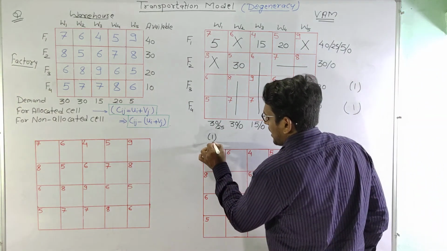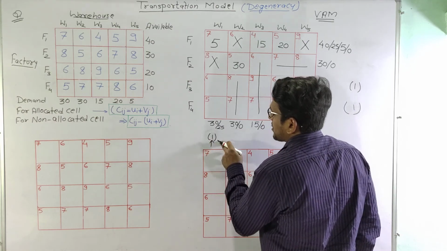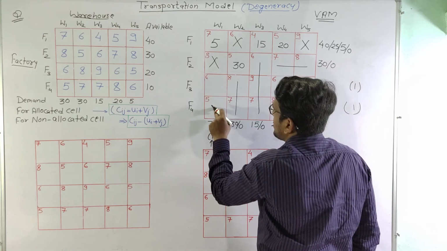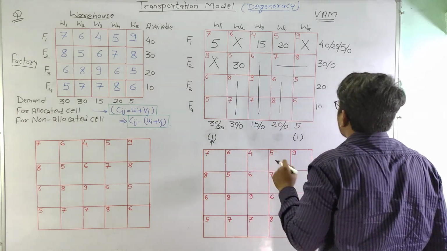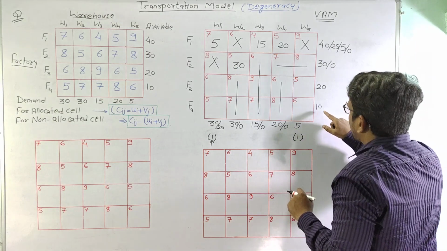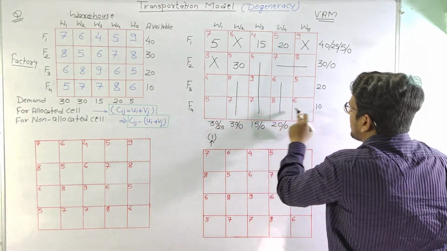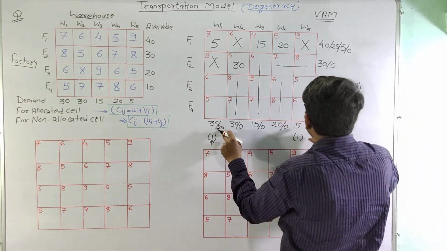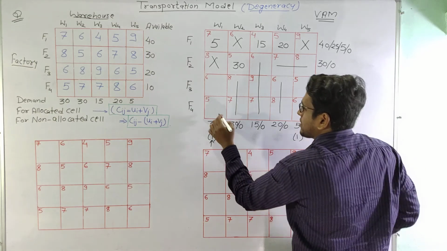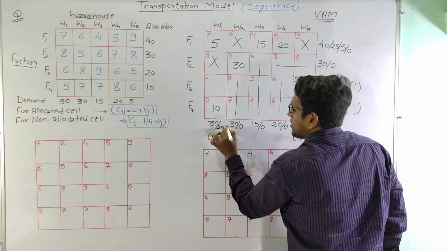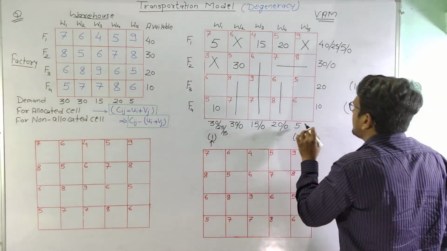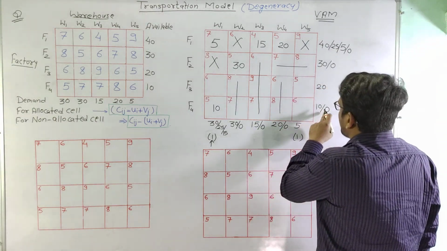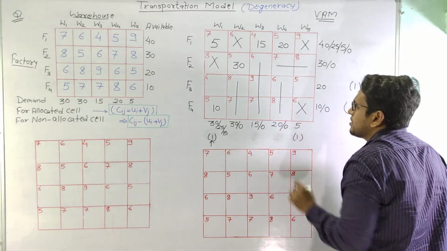So I will select this one, the first one, and in this particular column I can see that 5 is the minimum transportation cost. So I will try to allocate maximum here, and for this cell the supply is 10 and the demand is 25. That means out of 25, 10 can be allocated here. So I will allocate 10. So this will become 15 and this will become 0. So after this becomes 0, that means no allocation can be done here.